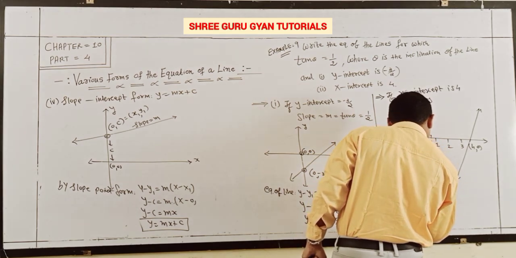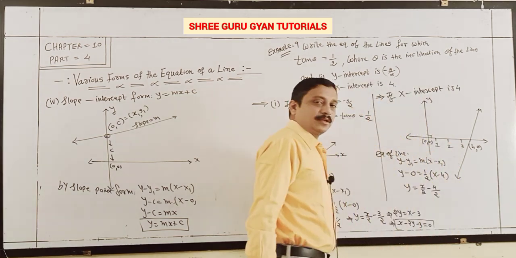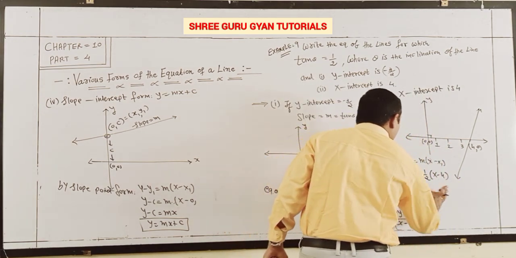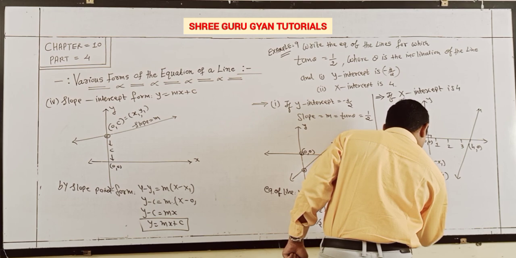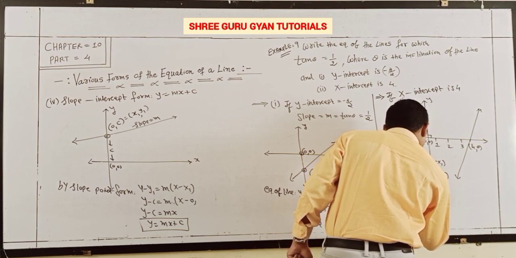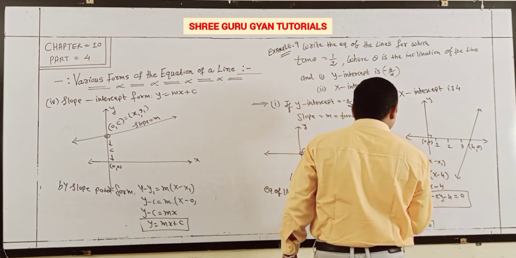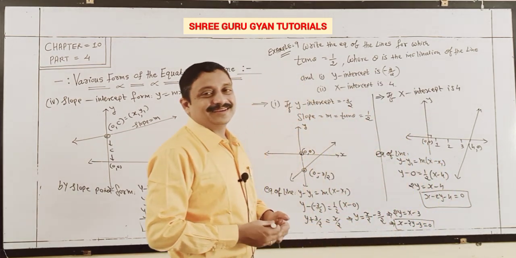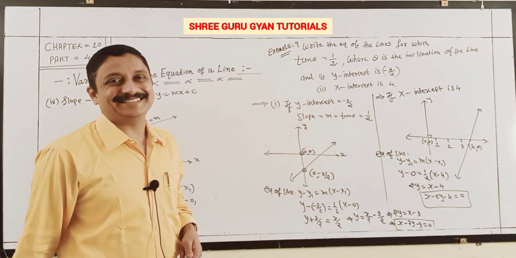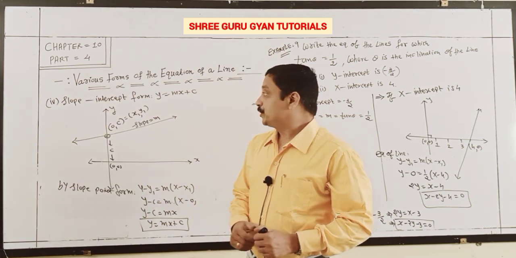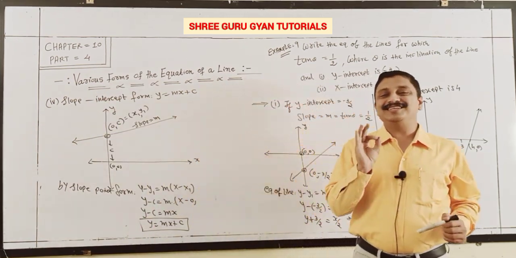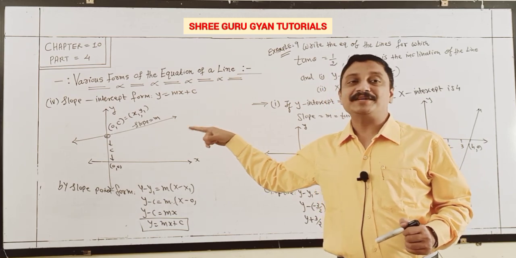So y is equal to x/2 minus 4/2. Either you can directly cross multiply. 2y is equal to x minus 4. So x minus 2y minus 4 is equal to 0. Here, students, your example of the line is easily done. So here, students, our topic 4, slope intercept form, is easily done.